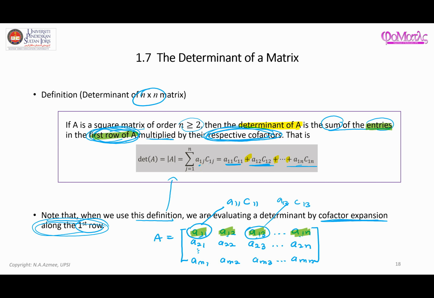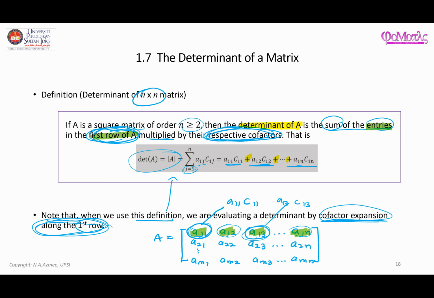But the one that keeps on changing is the value of j. J here represents the column. So here we have the first column, second column, third column, and so on. So j starts from 1 until n, depending on how large your matrix is. Okay, so that is the idea. The formula here, again, is based on cofactor expansion along the first row.